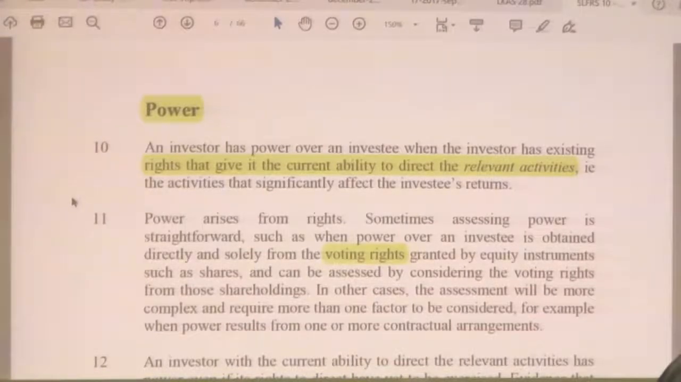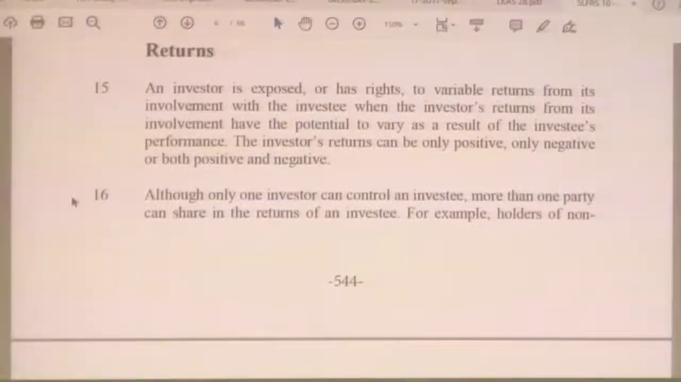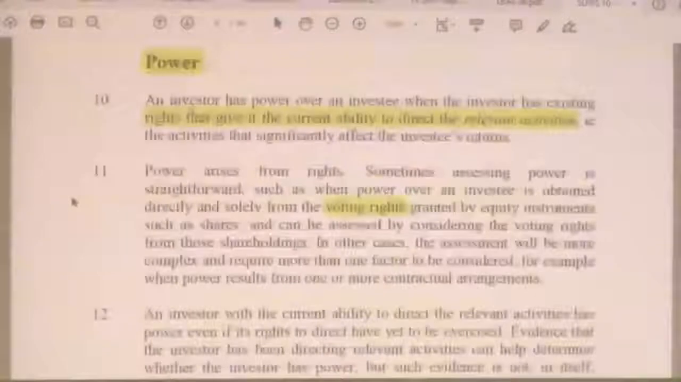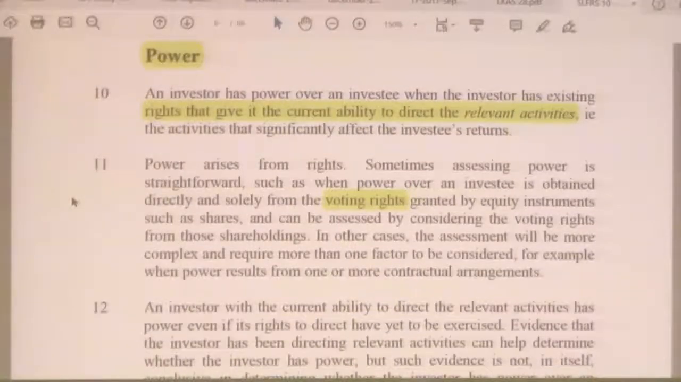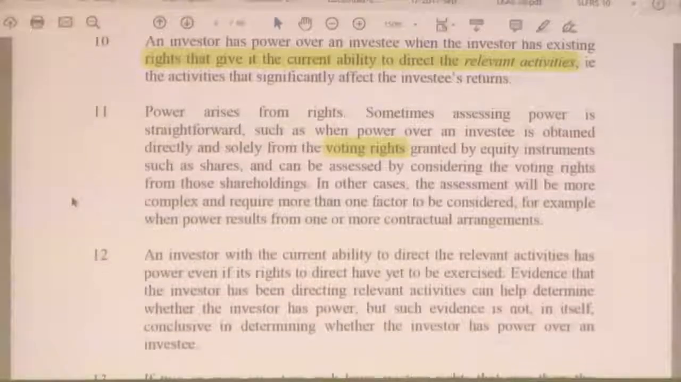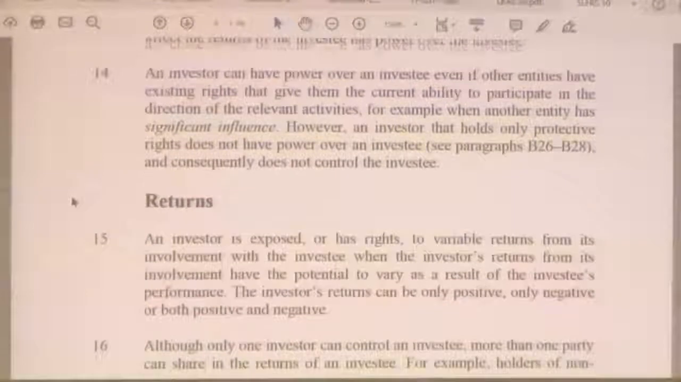Paragraph 11 also you have to insert. Para 11 explains what? Rights, right? Voting rights. Underline this word, right? Then variable return, right? So paragraph 11, read. Yes, that is 14, right? And return.